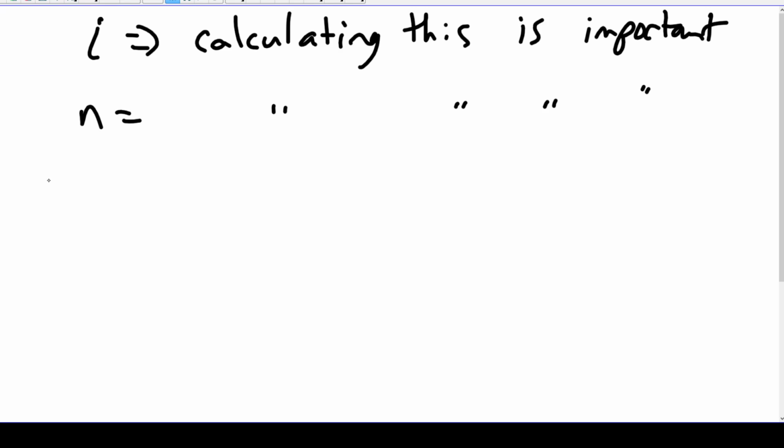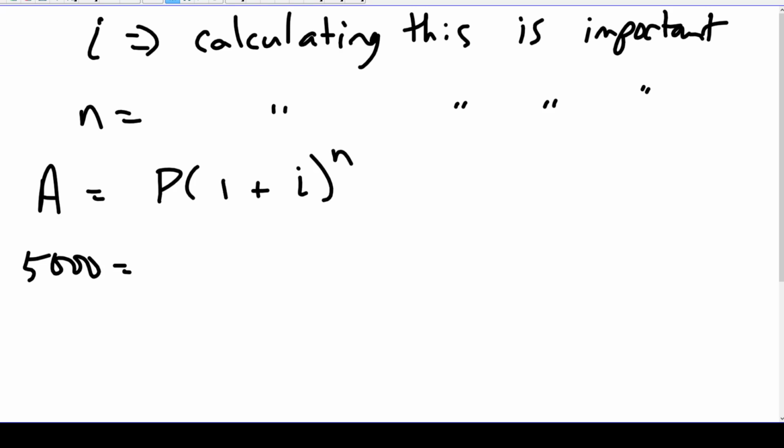Now, to give you a little bit of foreshadowing as to where we are going with this, what if I gave you a scenario where you knew all of these values, but you didn't know I? Would you be able to isolate I? This one would not require a logarithm.